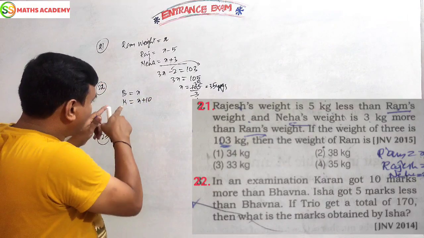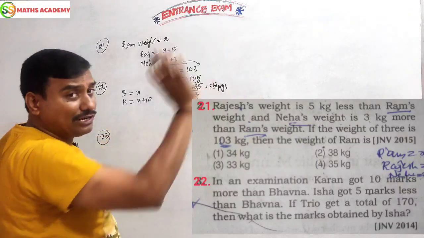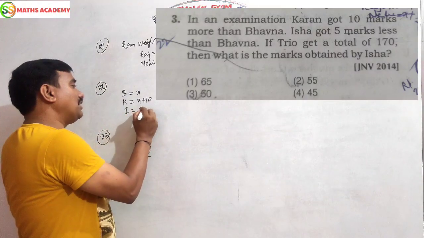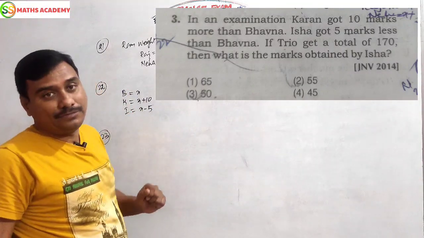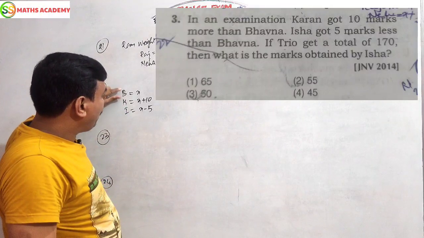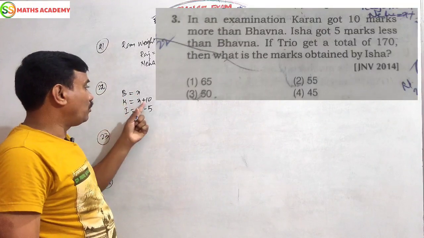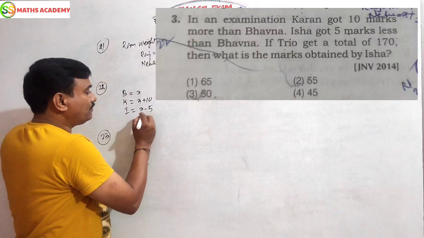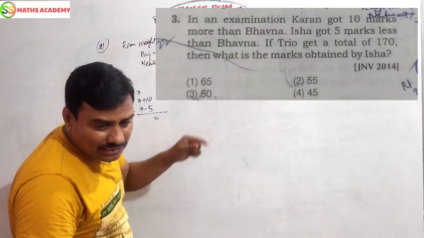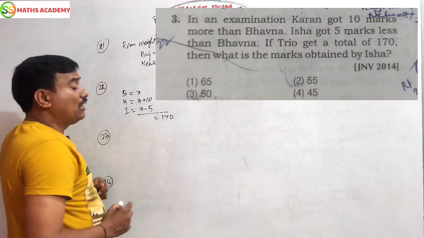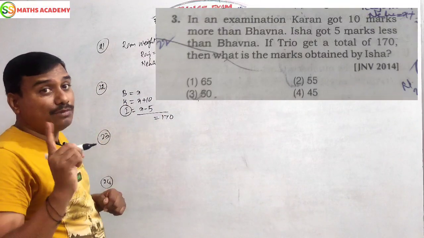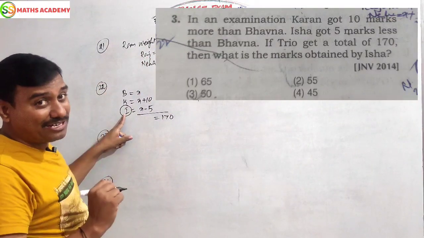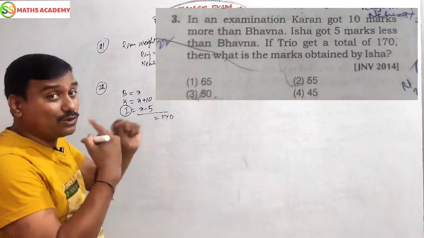In the exam also you can write like this, shortcut only. Okay, don't write Bhavana's full name, use a shortcut. And Isha got 5 marks less than Bhavana. Here Karan and Isha are both compared with Bhavana. Bhavana x, Karan 10 marks more than Bhavana, Isha 5 marks less than Bhavana. The three of them together get how many marks in the question? 170. What about the marks of Isha? Not Bhavana, Isha. Earlier it asked Ramu, but here it is asking Isha. Keep in your mind the difference in the way of asking the question.